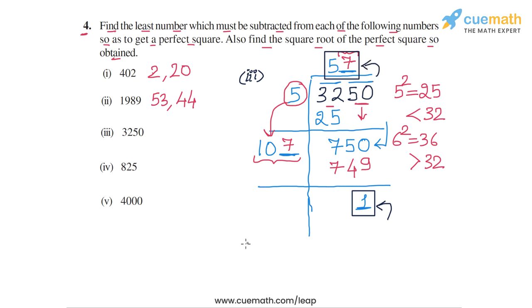And you can verify this. 3250, if you subtract 1 from this number, you will get 3249, and this number will be exactly the square of 57. So the answer for part 3 is that the smallest number you can take away is 1, and the square root of the resulting number will be 57. So that completes part 3.